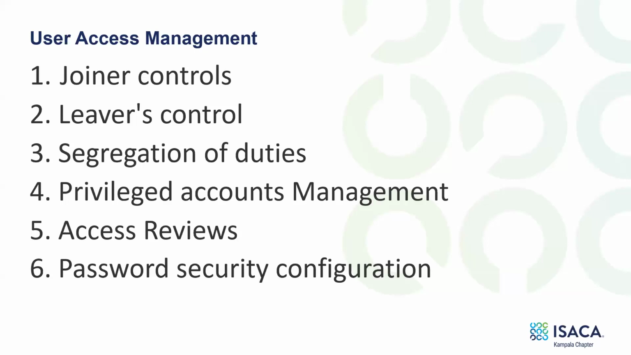Then access reviews, how often do we conduct access reviews? That is something that we need to take care of. This can be done quarterly, biannually, or annually, depending on the sensitivity of the information that is being processed by the application. Then dormant accounts, those are some things that we have to look out for when we are looking at the application reviews, the user access management reviews.